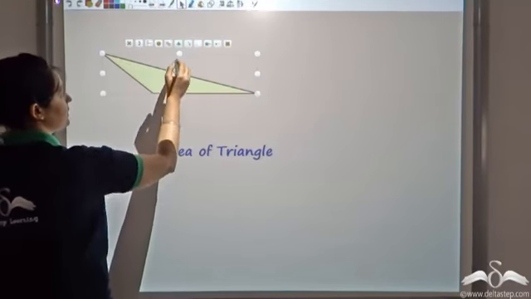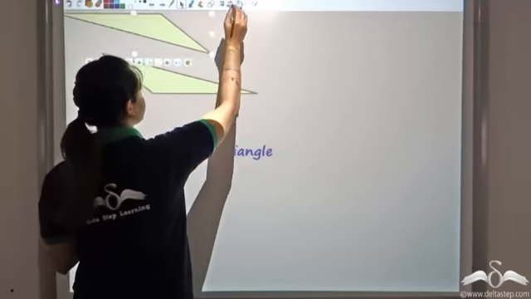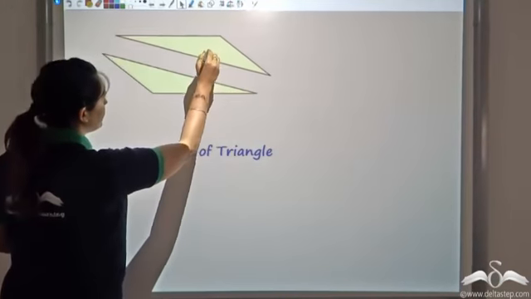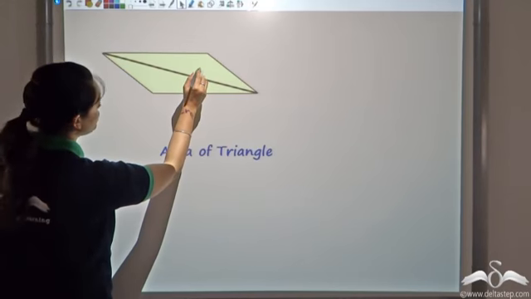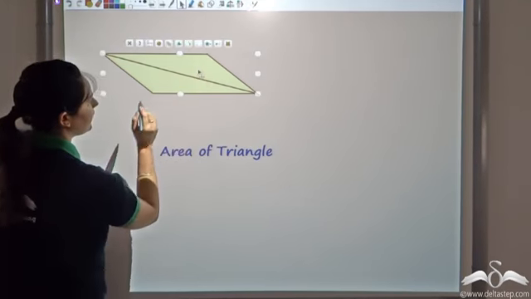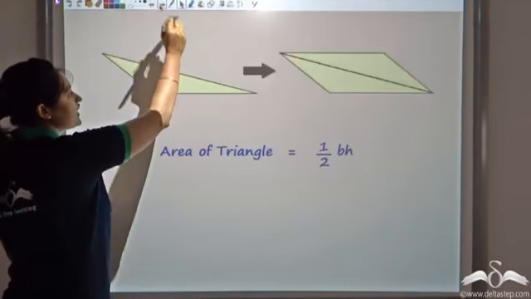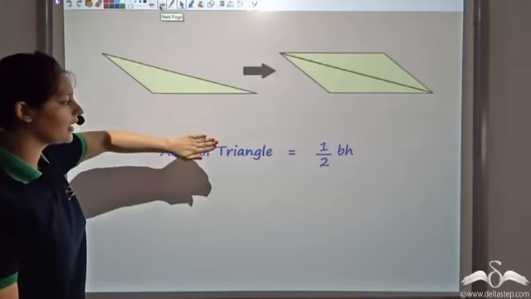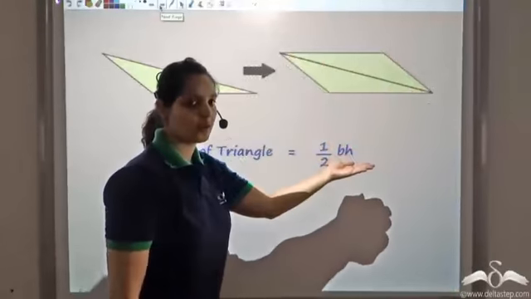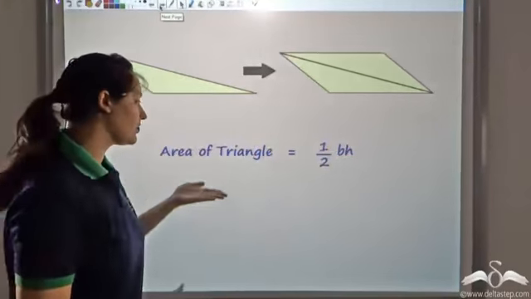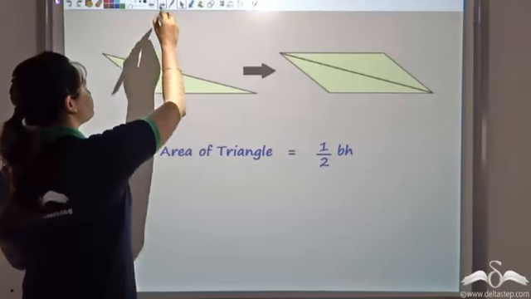How? Again, I can take a copy of this, reflect it, and then bring it close to the first triangle such that I get a parallelogram. So I complete a parallelogram again, and hence I can say that the area of this triangle again was half of the area of the parallelogram, which is base into height. So for any triangle, the area is half into base into height.